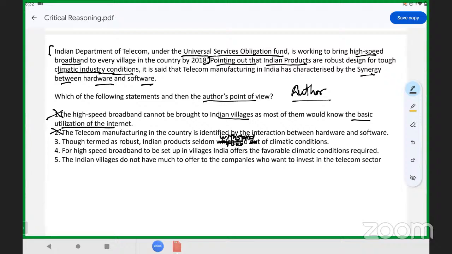Withstand tough climatic conditions. Okay, so now point number three. So what is the point given? Though termed as a product, seldom withstand tough climatic conditions. So robust. And it is clearly specified over here.